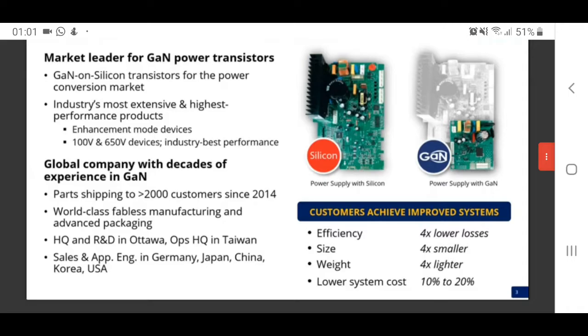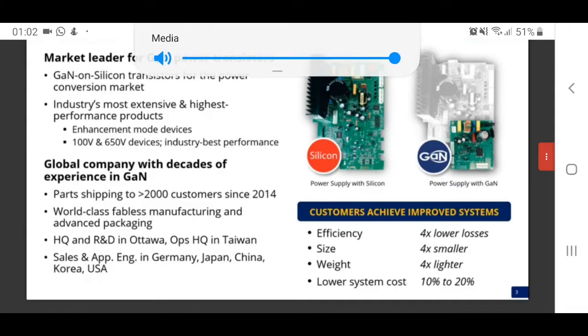GaN Systems is a gallium nitride power semiconductor company. We focus on GaN on silicon technology for the power conversion market. We have 100 volt and 650 volt industry-best-performance enhancement mode GaN devices. We have been shipping parts to over 2,000 customers since 2014. Our headquarters and research and design are in Ottawa, and the operations are in Taiwan. We have sales and applications engineers in Europe, Asia, and the Americas.